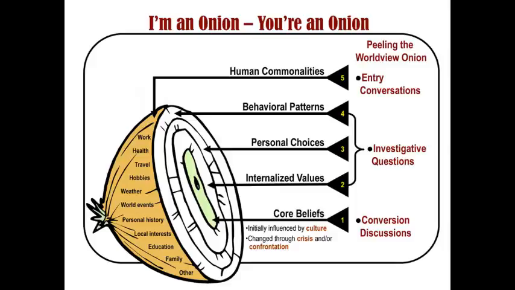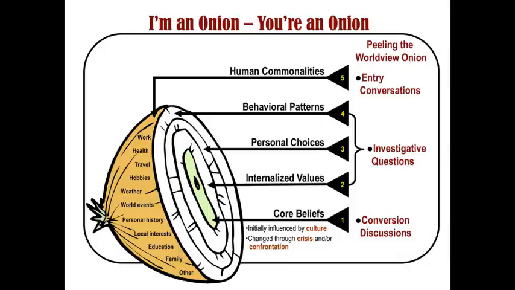So to start, it's important to recognize that each and every one of us is influenced by a multitude of factors that impact the way we look at the world. And these factors are kind of like an onion. You can peel them back layer by layer to get to the root of our beliefs and values. So we can start with these entry-level conversations and investigative questions. And behind that, we can start to see the things that influence us, our commonalities, our behaviors, our personal choices.